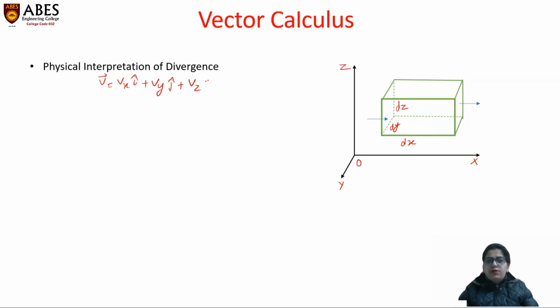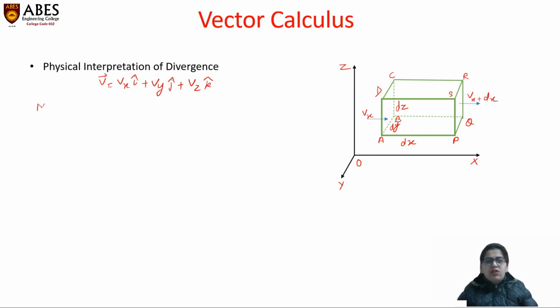Fine. So let us assume for the first case that our liquid is flowing along the x-axis and it is entering this cuboid with Vx velocity through the face ABCD, and exiting this cuboid through the face PQRS with velocity Vx plus dx.